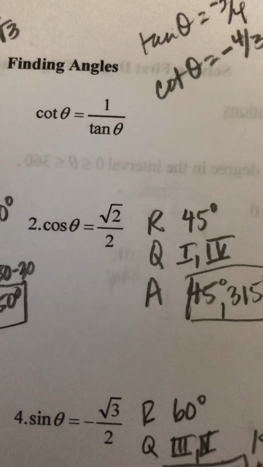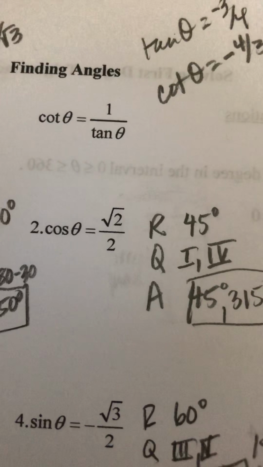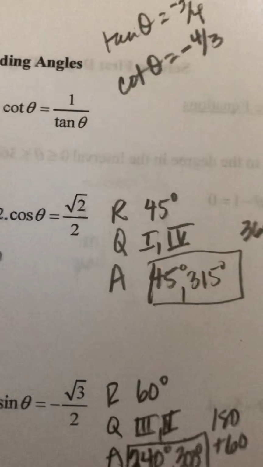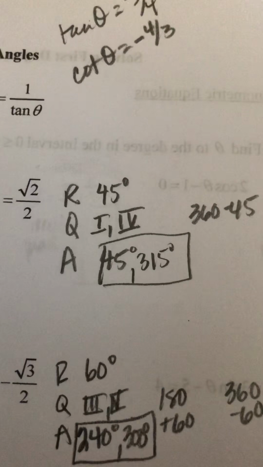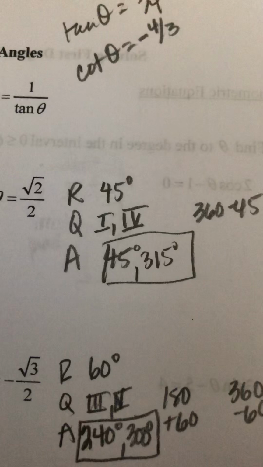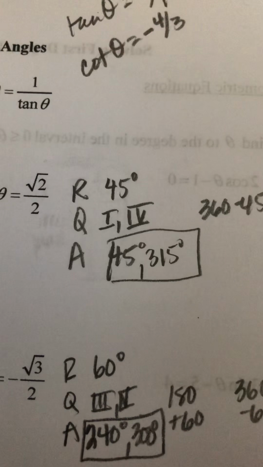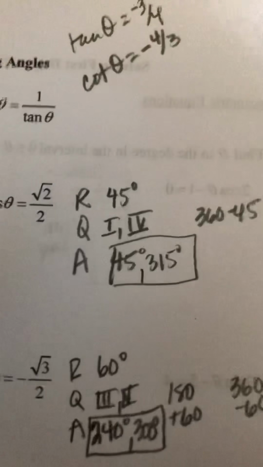So now to find my answer, I have to put that reference angle in quadrants 1 and 4. In quadrant 1, the reference angle is just the angle, so that's the 45 degrees. And in quadrant 4, we do 360 minus the 45, and we get 315 degrees. So those are our answers for number 2.